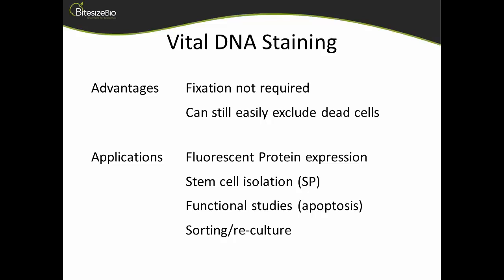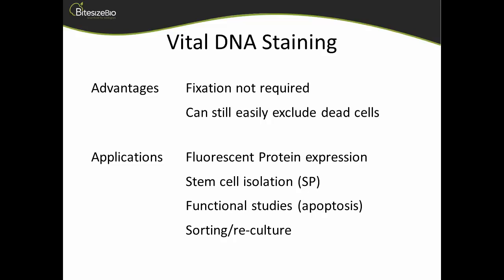We don't need to fix the cells. So they're going to be live. We can do anything that we would normally do with a live cell. We can very easily exclude dead cells. We simply add any of these viability dyes to it. And we may want to use them when we're looking for fluorescent protein expression. The fluorescent protein that we've added may have some effect on cell cycles, so we may want to specifically target the GFP, RFP positive cells.